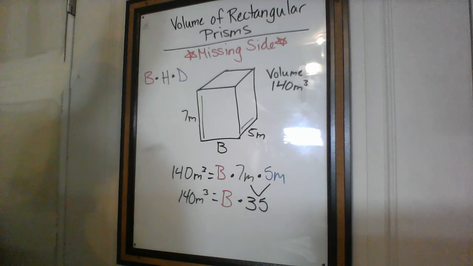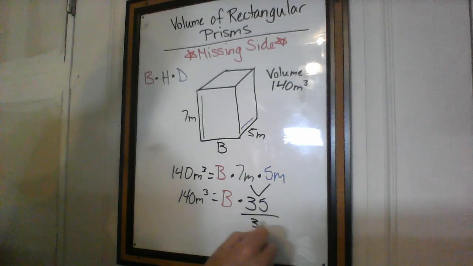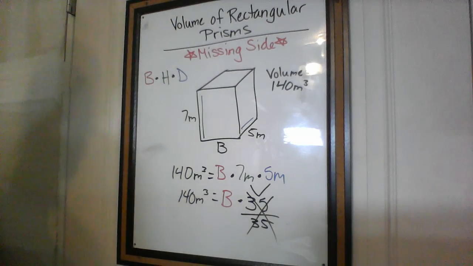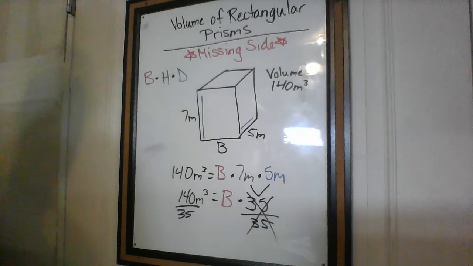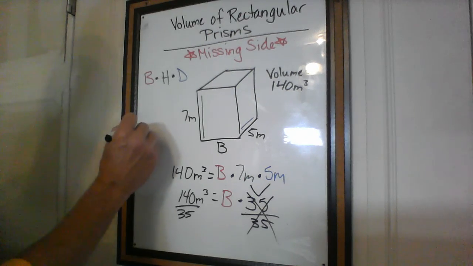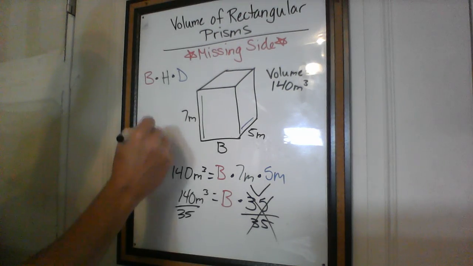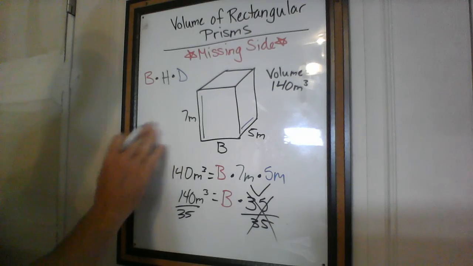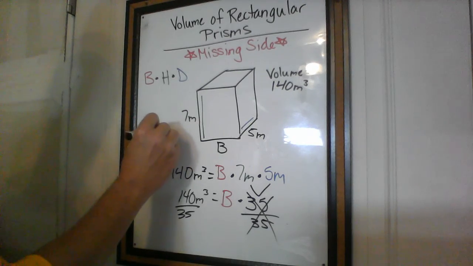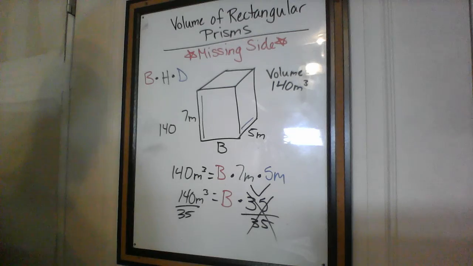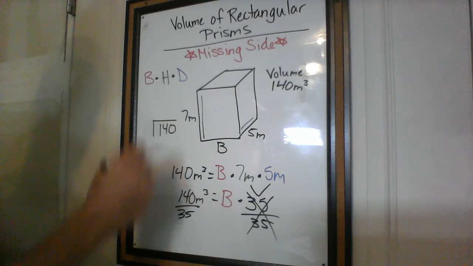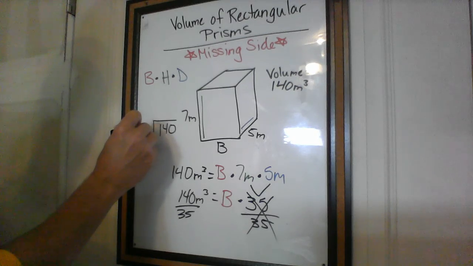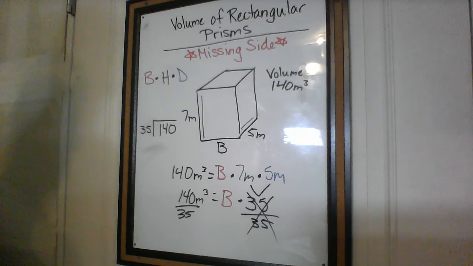Doing the opposite of multiplication. We are dividing by 35. That's gone on that side. So we only have our base over there. And then here, we're going to have our 35. Okay, so here's how this is going to look. This is 140. So I'm going to set this up the right way. We're going to have 140 because sometimes we mix these up. 140 divided by 35. Okay, now our problem is set up.